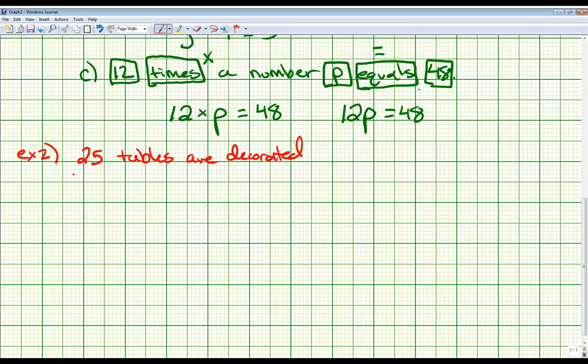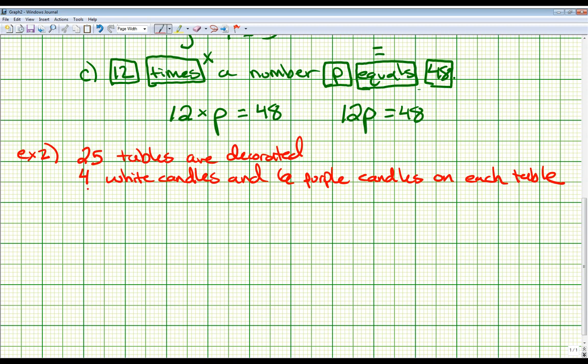And then next, based upon that picture, they're showing us that there are 4 white candles and 6 purple candles on each table. This is supposed to be a 6. All right.